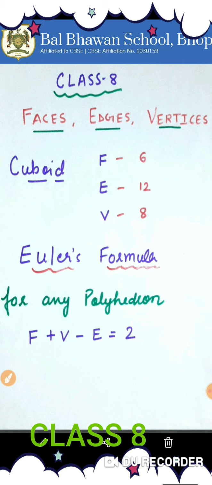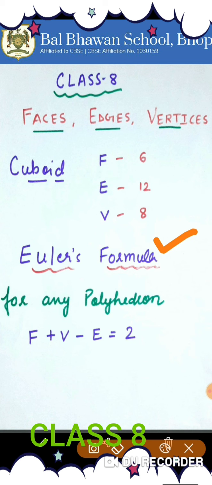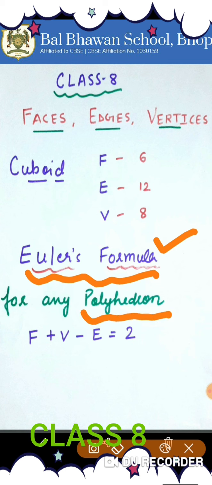Okay. So after this we are going to discuss Euler's formula, which is a very new concept for you, right? What is Euler's formula? Before going to study Euler's formula, children, we should know that Euler's formula is applicable only for polyhedrons. What are these polyhedrons?